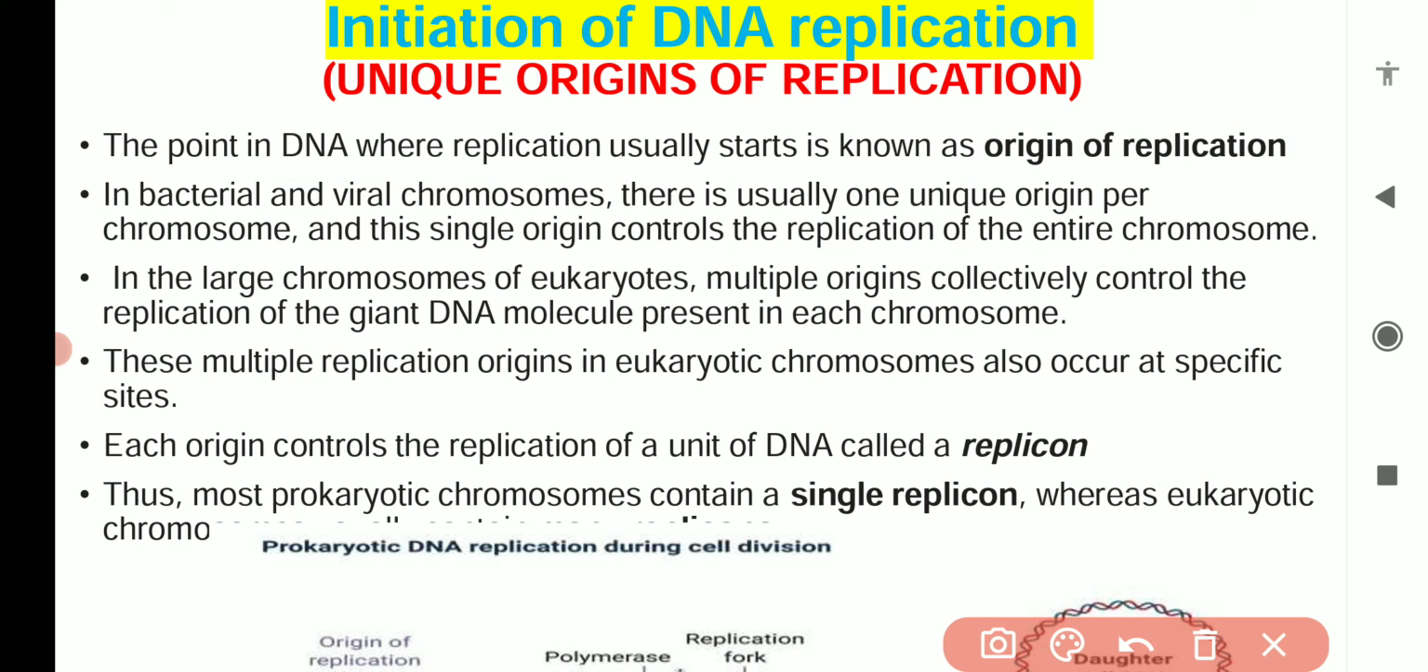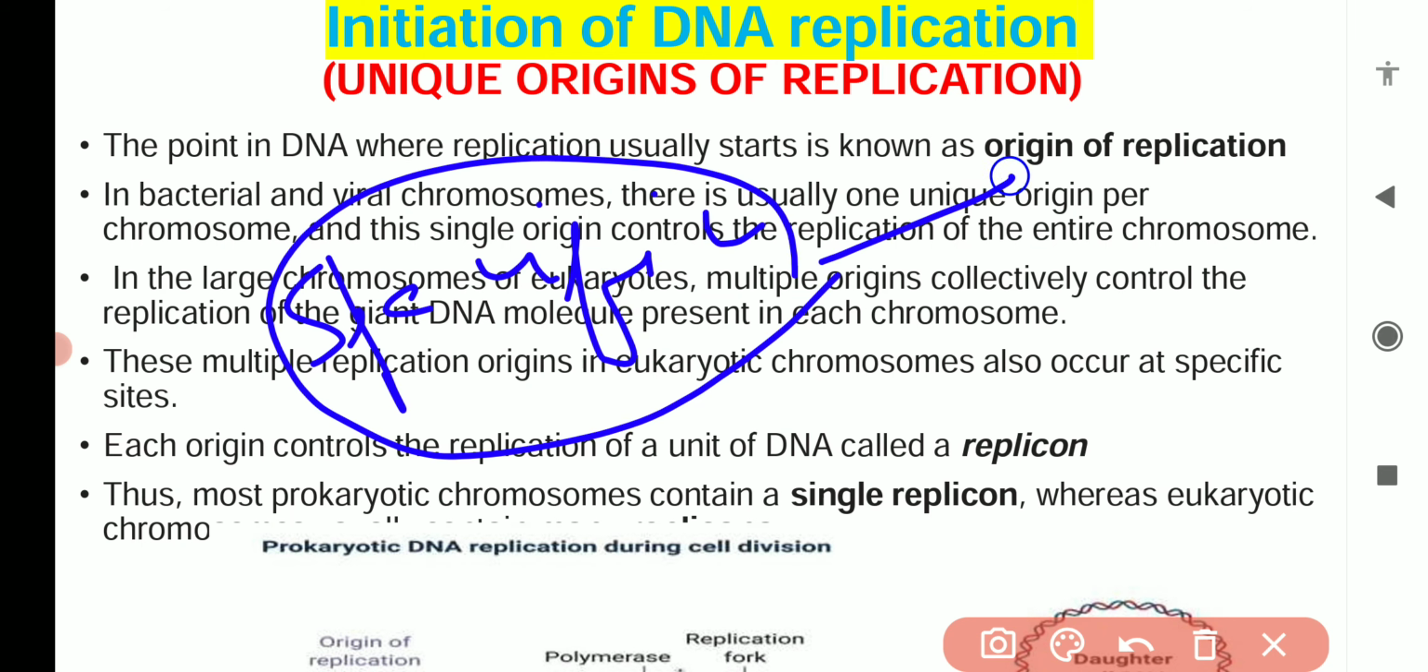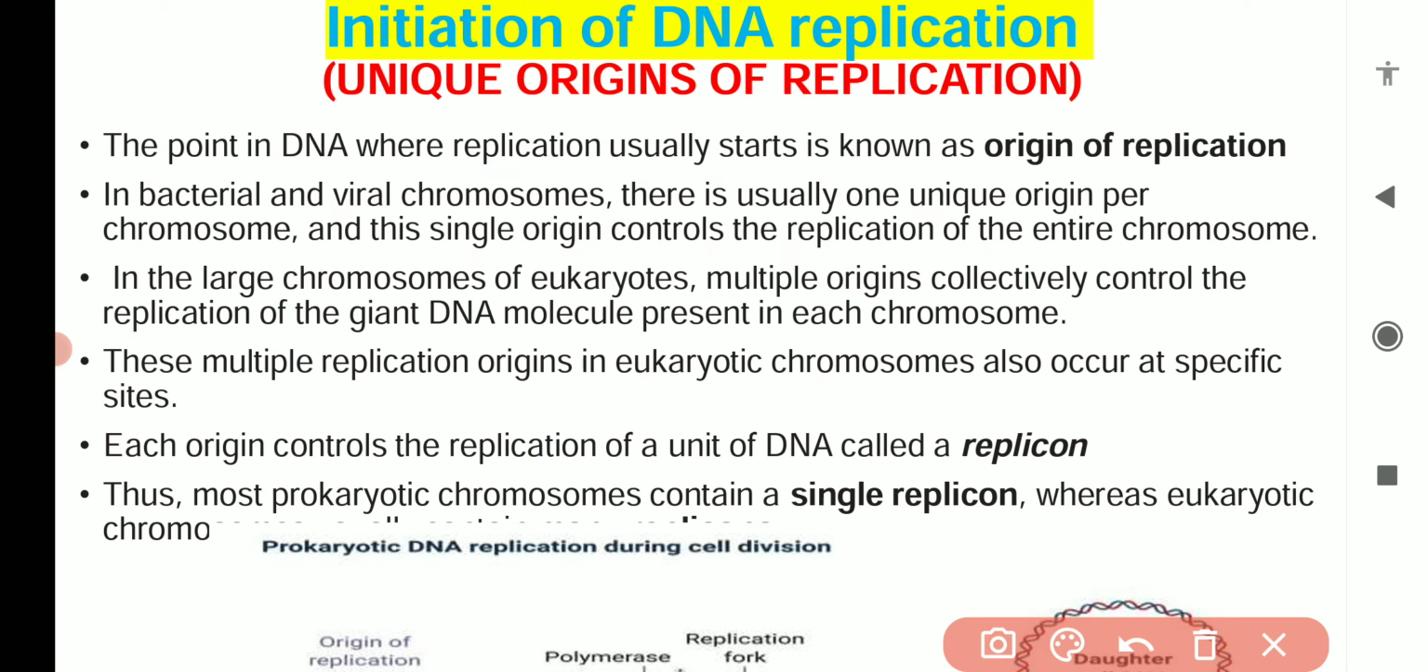And this origin of replication is unique in each and every organism. Okay, so that means at a specific point in the DNA, DNA replication will always start, and that specific point is known as the origin of replication. In bacterial and viral chromosomes, there is usually one unique origin of replication per chromosome, because they have a single chromosome as their genetic material.